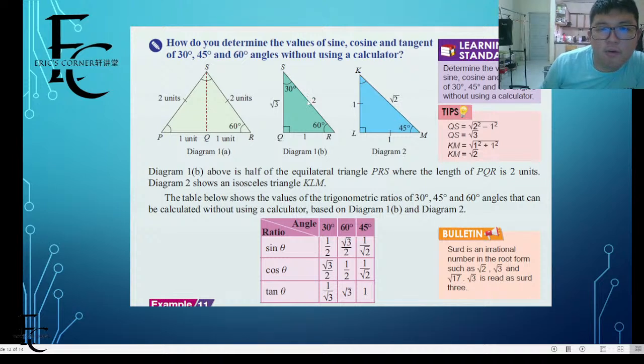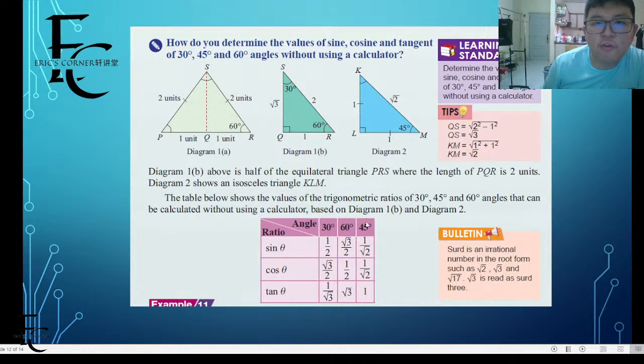So for 30 and 60 we settle. Cos 30 will be adjacent over hypotenuse, so square root 3 over 2. And then for cos 60 degree, it is half, adjacent is 1 over 2. Tangent 30 will be 1 over square root 3, or square root 3 over 3. And then tangent 60 degree will be square root 3 over 1, so it will be square root of 3.